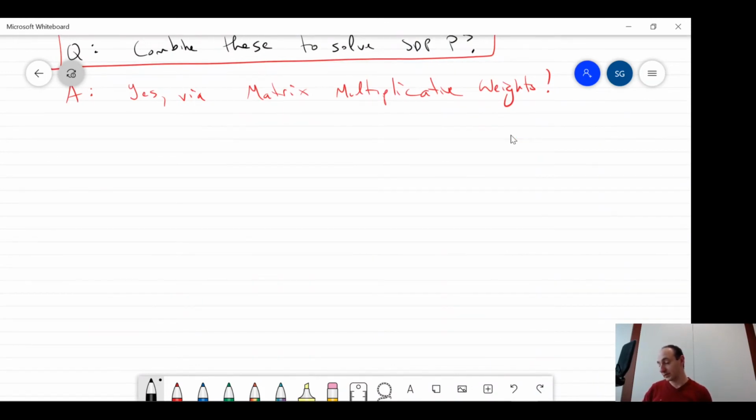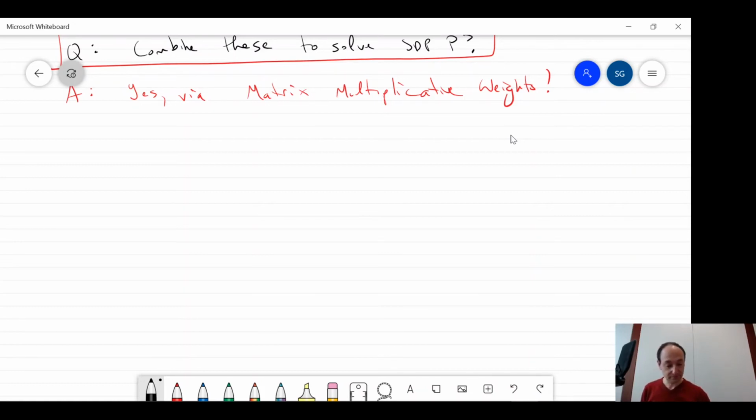Good. So the first thing we're going to do is state the algorithm. Then we will try and parse the algorithm a little bit, understand it. And finally, we'll prove correctness and soundness. That will be the remainder of this lecture, I should say.